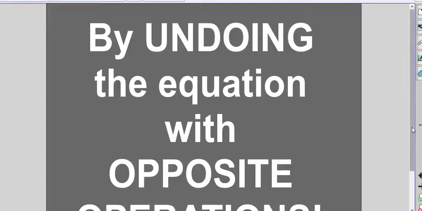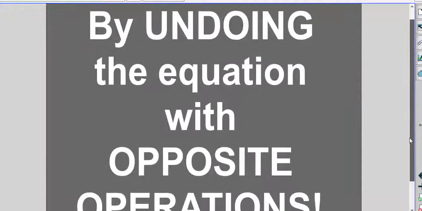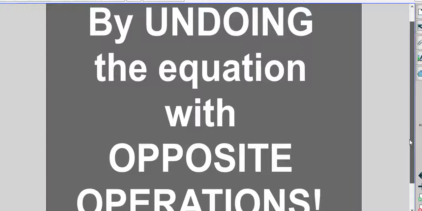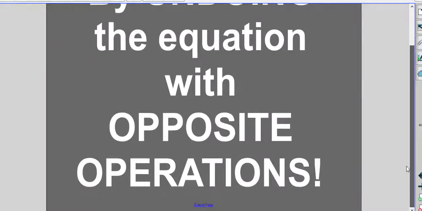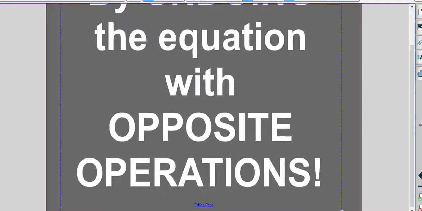So the first thing we're going to look at is when we do something by undoing the equation with opposite operations. Okay, this is an important thing to remember, is opposite operations. So I'm going to try and circle this. Here we go. Opposite operations.